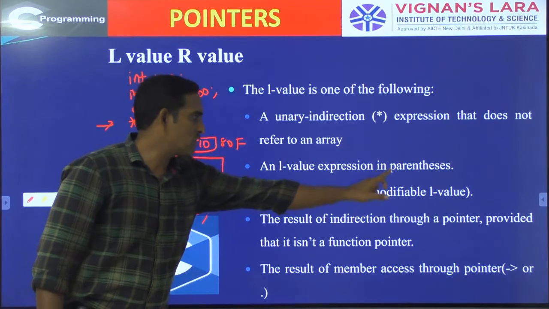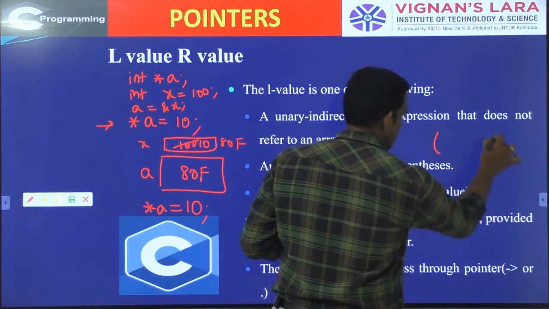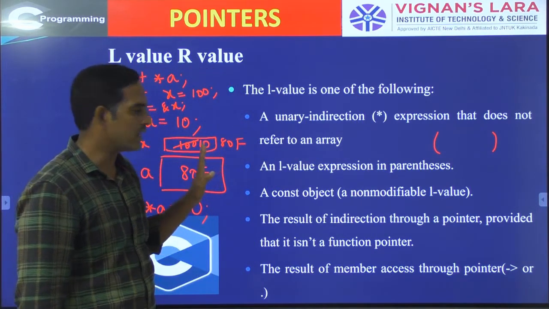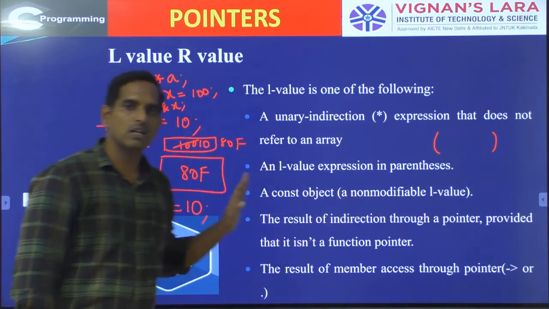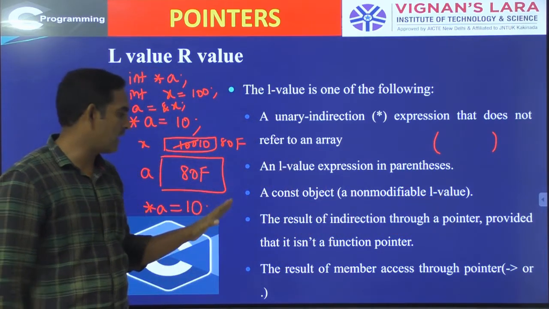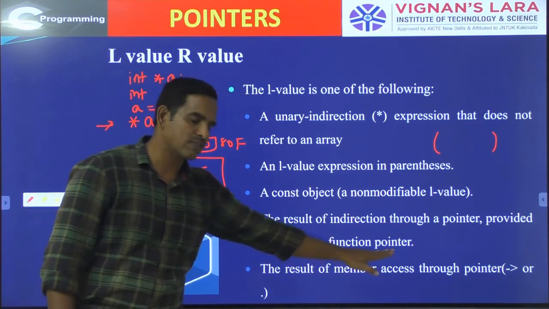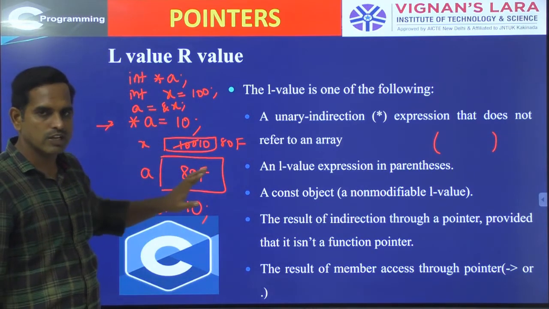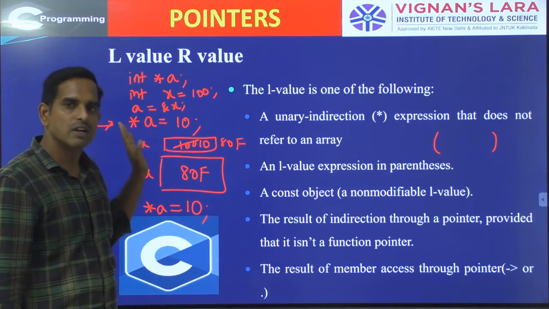Next, an L value expression can be a parenthesized expression, that is, you can have some parenthesized expression as the L value. Next, a constant object or a non-modifiable object can also be an L value. The result of an indirection through a pointer, provided that it isn't a function pointer. Similar to the indirection operation, you will have this particular L value.